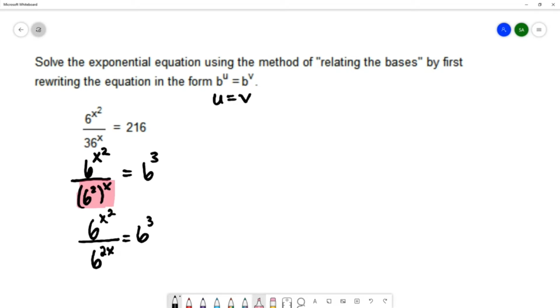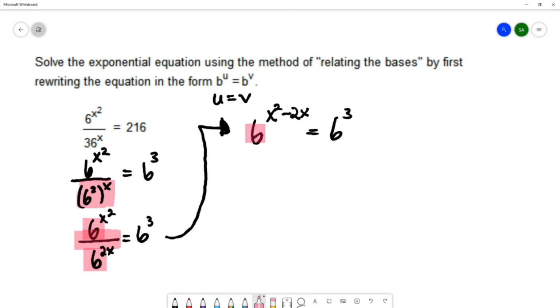We're getting close to having the same base on both sides, and now you'll notice that we have the same base being divided. So there we'll use a property called the quotient rule, and the quotient rule for exponents allows us to subtract the exponents. That's going to be a base of 6 with x squared minus 2x on the left-hand side.